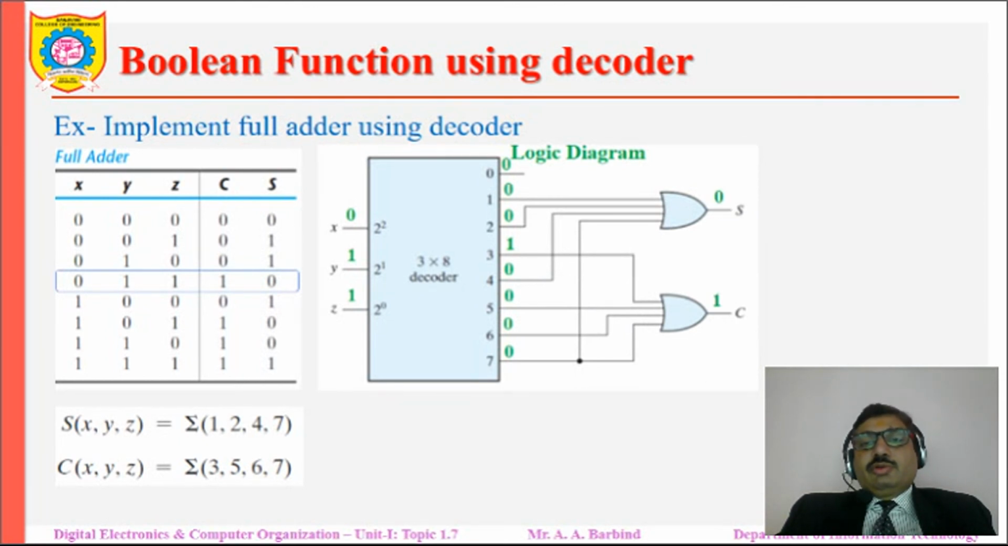This is how the decoder will produce the output as per the function table. You can verify the other inputs, and it will produce the appropriate output. This is how we can implement any Boolean function using a decoder.